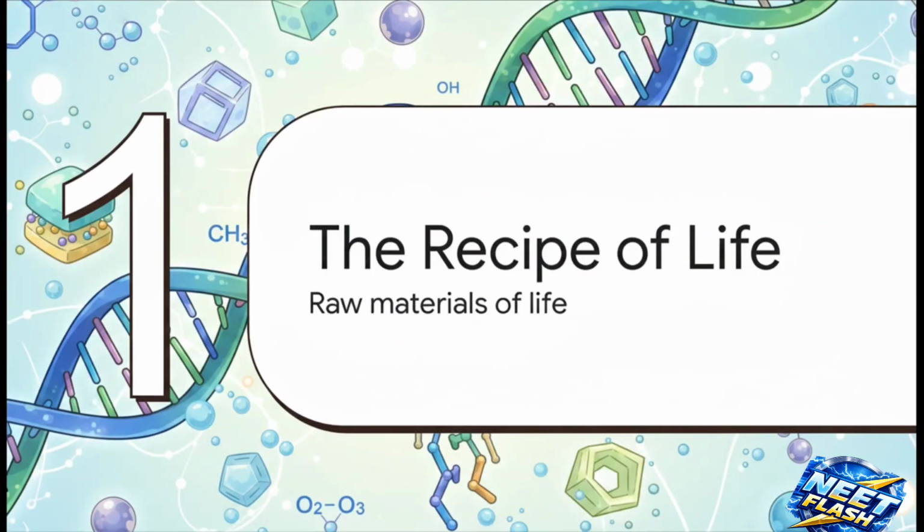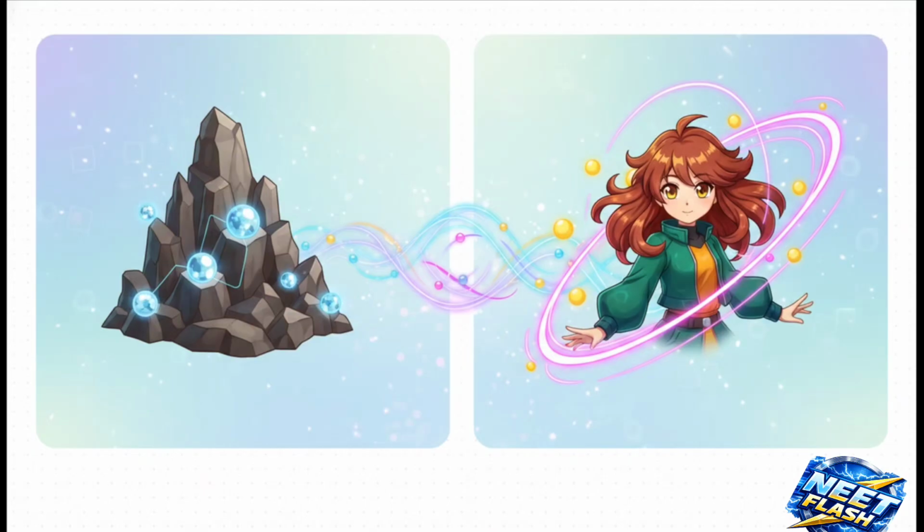So, Section 1, the recipe of life. What are the raw materials that actually make up a living organism? It's honestly mind-blowing when you think about it. We are literally made of the exact same elements as the inanimate rocks beneath our feet, just mixed up in a completely different way. If you look at the Earth's crust, it's absolutely loaded with oxygen and silicon, but it has barely any carbon or nitrogen.